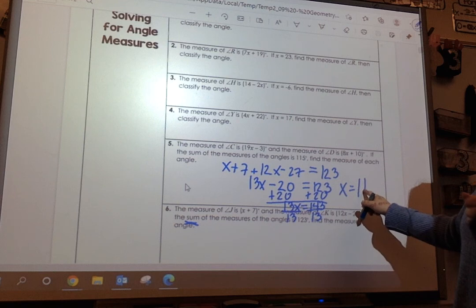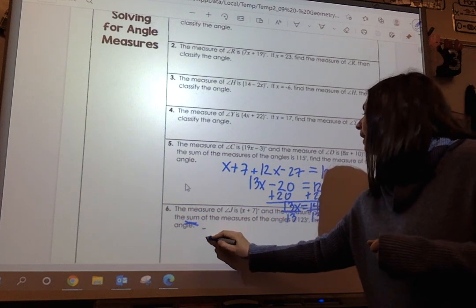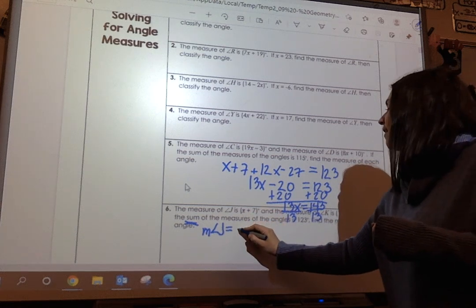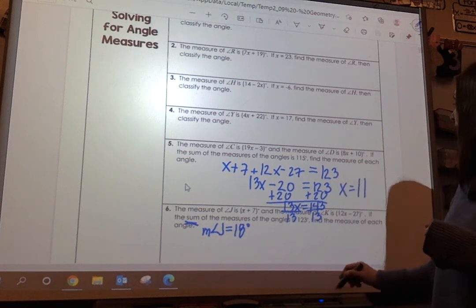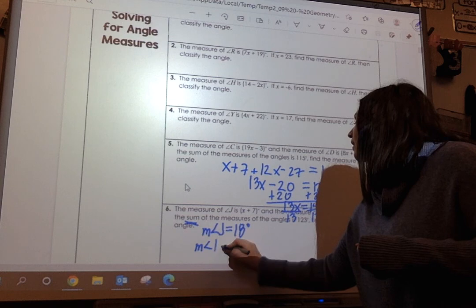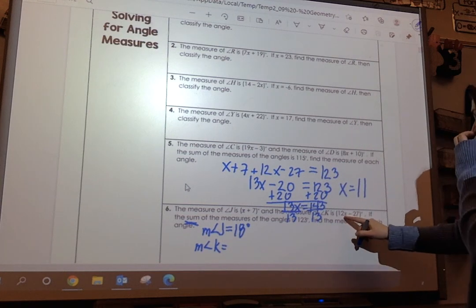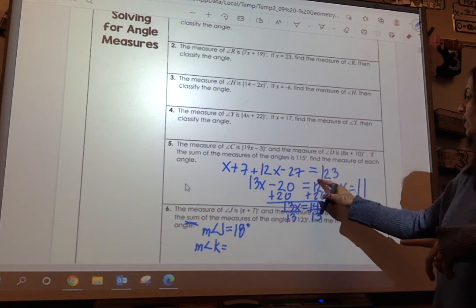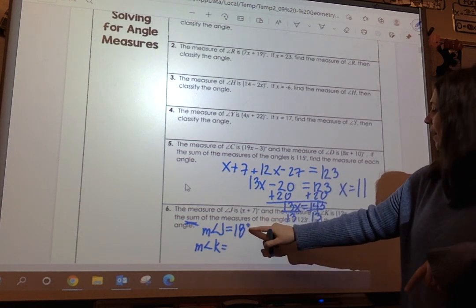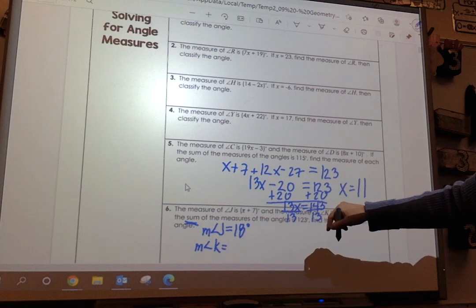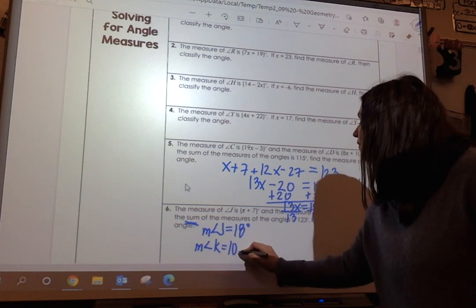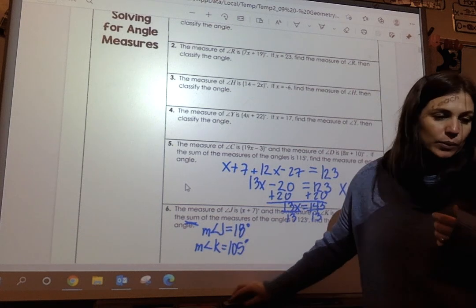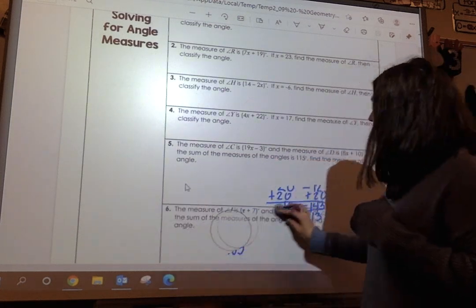So x is 11, so I have to go back and plug in. The measure of angle J is 11 plus 7, which is 18 degrees, and the measure of angle K is 12 times 11 minus 27, or since they both add up to 123 and that's 18, I can just go ahead and say that K is 105 degrees. So that's the measure of each angle. So that's how we would find those. Let's do one last one together.